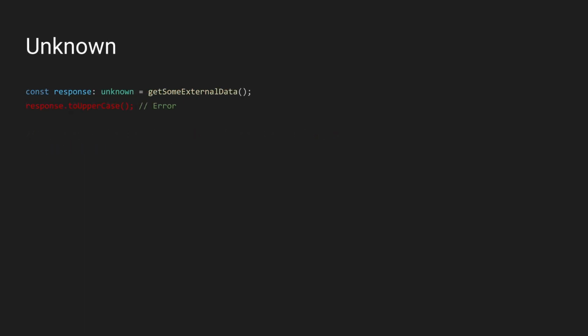Unknown is a safe version of any. This type indicates a variable whose shape we cannot be sure of. This keyword is excellent for marking the value of a response from external sources, like user inputs, local storage, or some external APIs. TypeScript, in contrast to any, will not allow you to use properties or methods of an unchecked variable. It will force you to write code that safely handles any type of input.